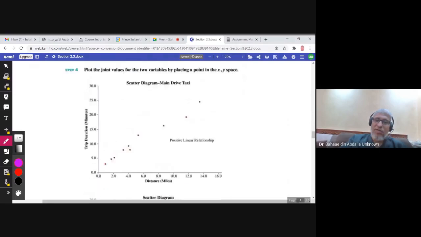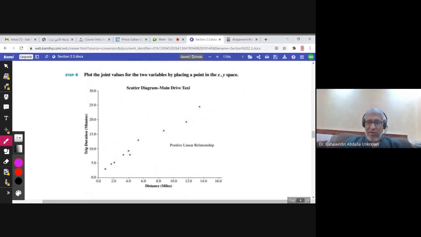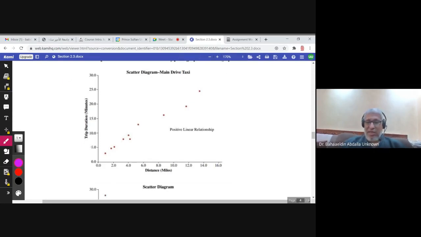So this is the first scatter diagram. The distance we put on the x-axis and the duration on the y-axis, because the duration depends on the distance. When you increase the distance, the duration should increase. That's the usual thing we know. The duration of the trip depends on the distance, so the distance is the independent variable. We always put the independent variable on the x-axis and the dependent on the y-axis.